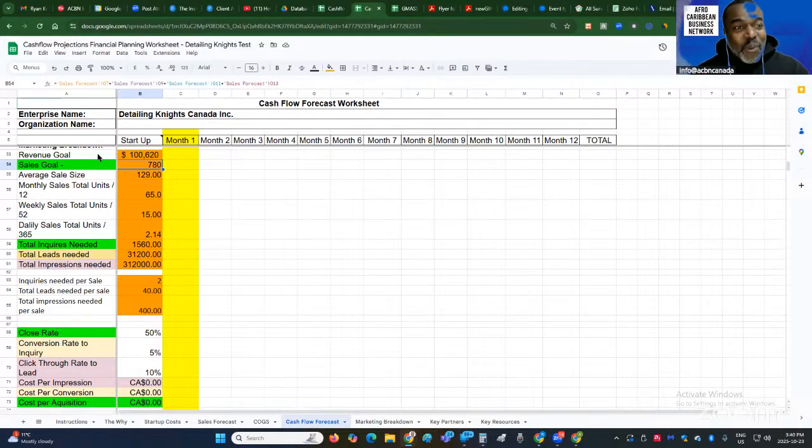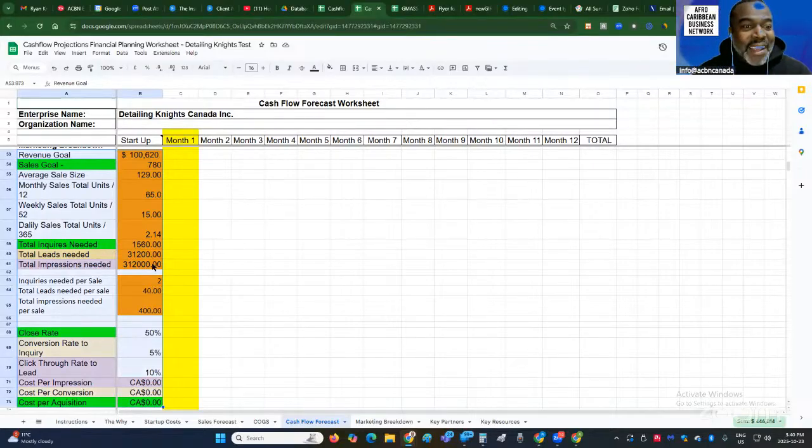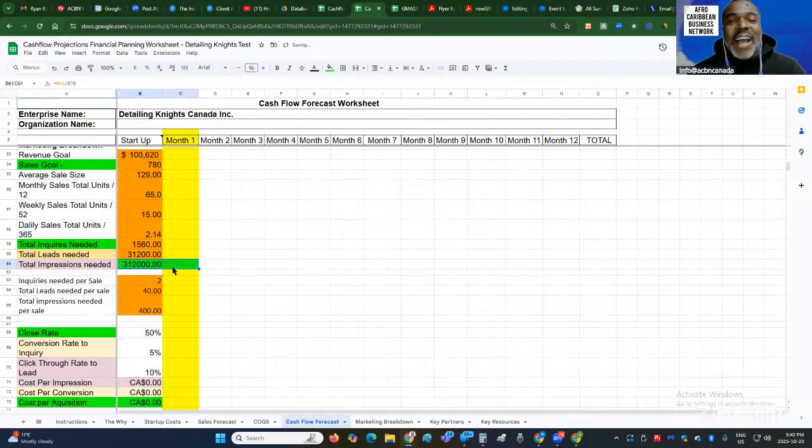If this all worked out perfectly, we'd have our website ready and our booking calendar ready, and all we'd have to do is right here is the magic moment. How much does it cost to get 312,000 impressions? So this is the effort that we have to put into our marketing. So let's say, I don't know, it costs $1 per, usually it's per 1,000.